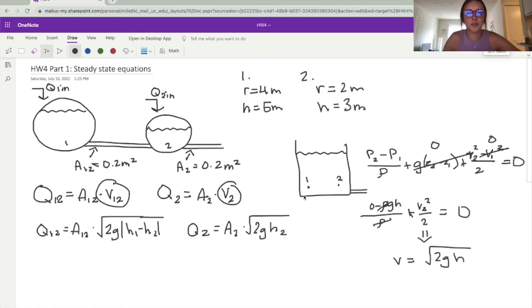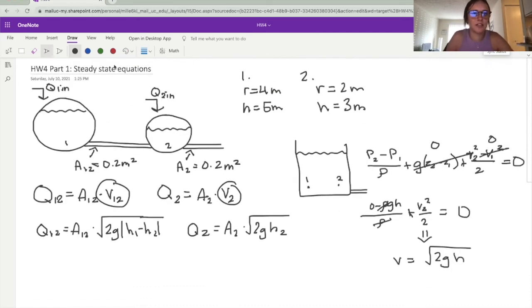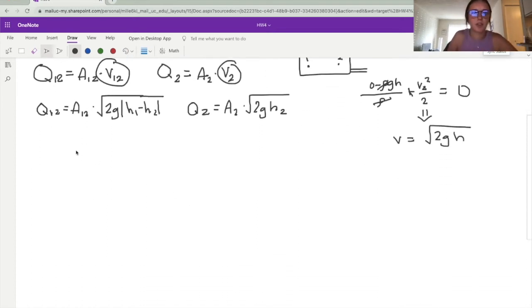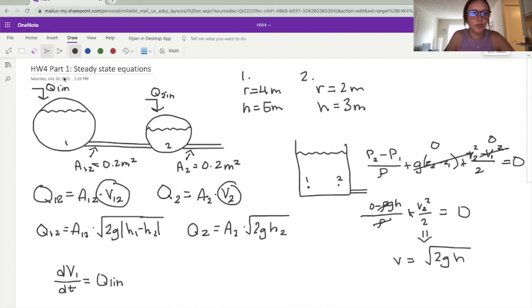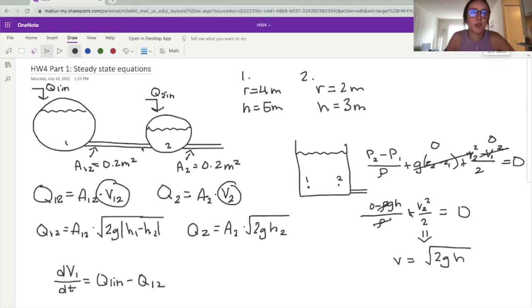Now that we have these, we are going to use mass balance equations to find the steady state equations that we will use in other videos to solve the problem. So this is just setting it up. We'll start with dV1 over dt, the change in volume in tank 1. This is going to be equal to Q1 in, so this flow in, minus Q12, which would be the flow coming out of tank 1.